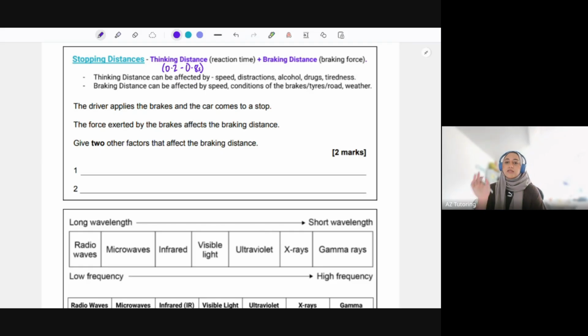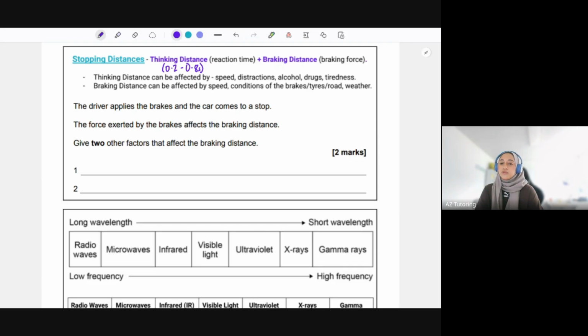It would take you that quick to press the brake. And then braking distance is you actually pressing the brake. So a combination of thinking distance and braking distance contributes to your stopping distance. So if you increase either thinking distance or braking distance, you increase your stopping distance. Yep, so you're right, condition of brakes and weather conditions.